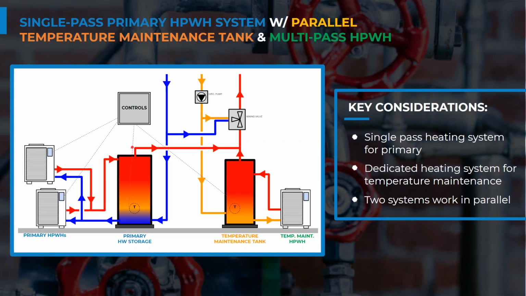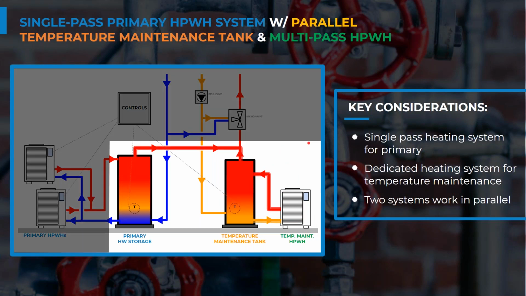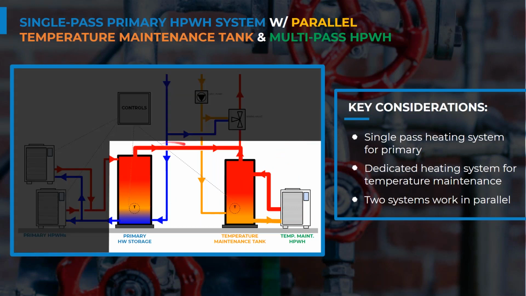So if you have a large length of piping, it's often best to just dump it right into the top of this and allow a little buffer zone there with that volume. But make sure you're dumping it into the top and not the bottom, so that you don't have that control issue with your multi-pass temperature maintenance heat pump water heater. But I'm showing it this way just to get the kind of parallel arrangement across to you, our audience.